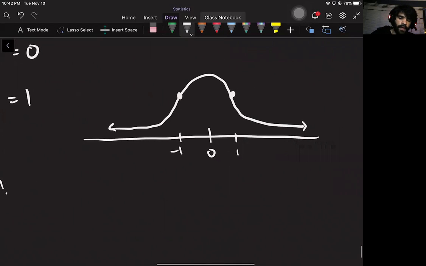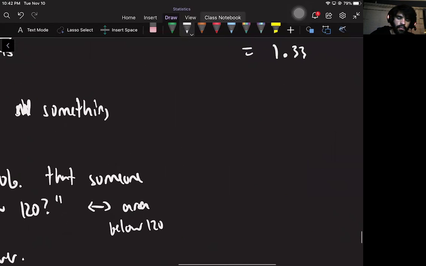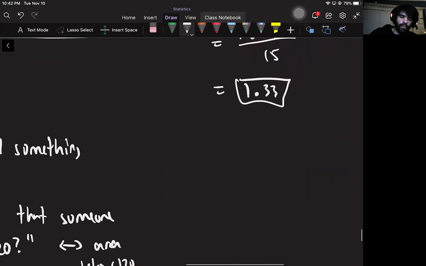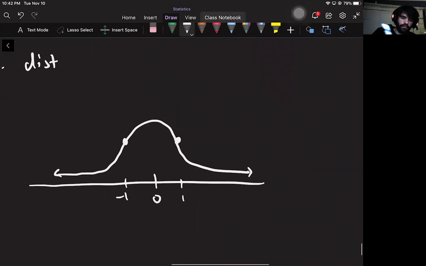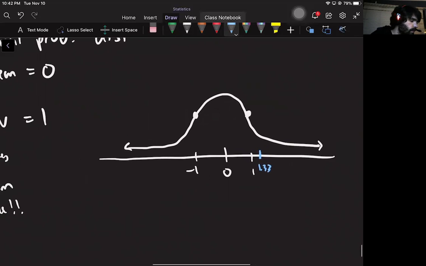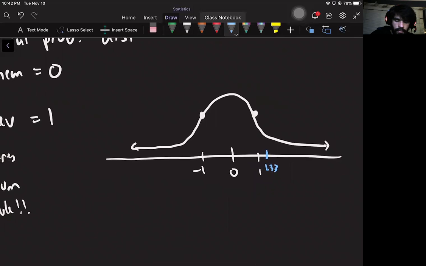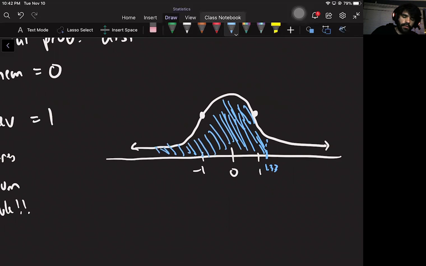So for example, I have a z-score now that I just figured out, 1.33. I could say the probability of being below this z-score is this blue area, and it's the same area as the initial question. That's the idea.